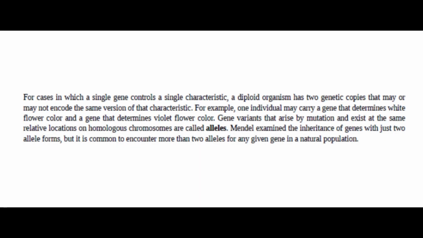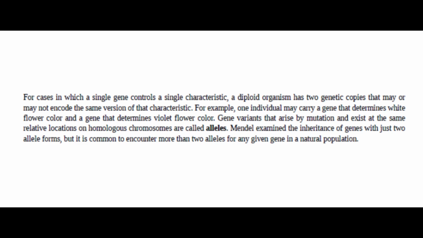For cases in which a single gene controls a single characteristic, a diploid organism has 2 genetic copies that may or may not encode the same version of that characteristic. For example, one individual may carry a gene that determines white flower color and a gene that determines violet flower color. Gene variants that arise by mutation and exist at the same relative locations on homologous chromosomes are called alleles.